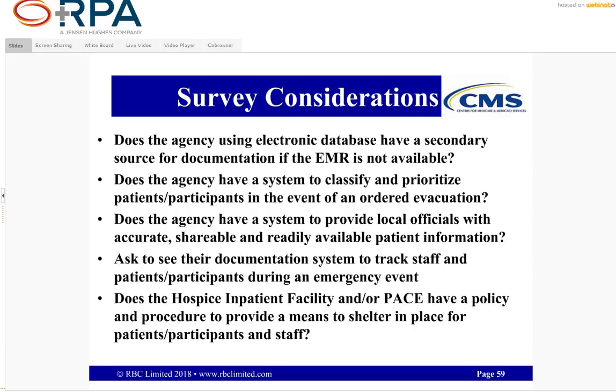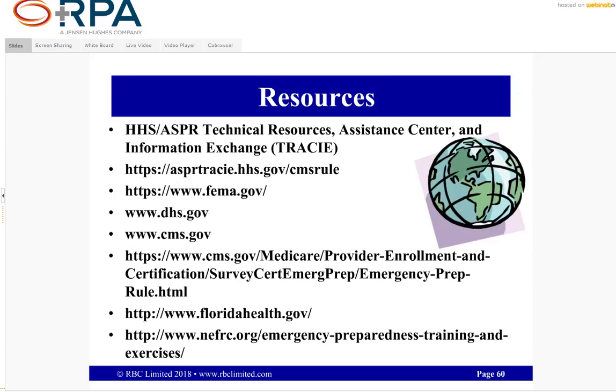And finally, at the top of this slide 59, does the agency have an electronic record? And if that's not available, what's their secondary source of documentation? So having that redundancy in your communication plan and in your emergency plan with your documentation is absolutely critical. I listed on this last slide some resources for you. I hope you take the time. I know your coalition has some resources that can be very helpful to you, along with the FEMA.gov and ASPR TRACIE website if you need resources or other up-to-date information.